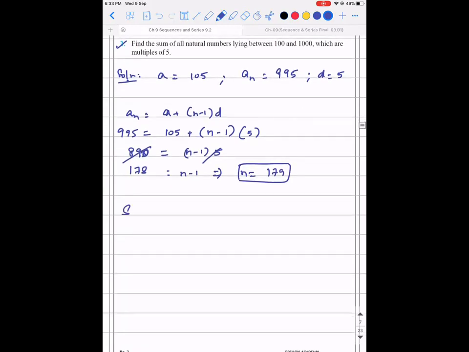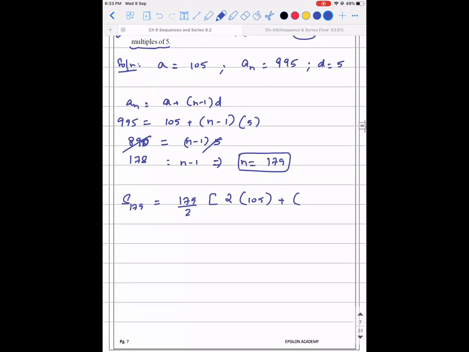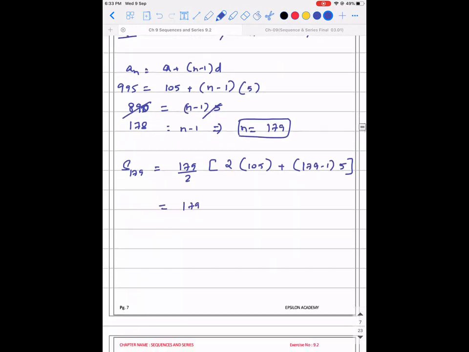They're asking the sum of 179 terms, that is 179 by 2 into 2a. I hope it is fine. I'm not writing the formula every time. How did you find the value of n, sir? Because the last number will be what? The multiple of 5 before 1000. What is the number which is a multiple of 5? Subtract 5 from it. Plus 179 minus 1 into d. Mithun, understood?